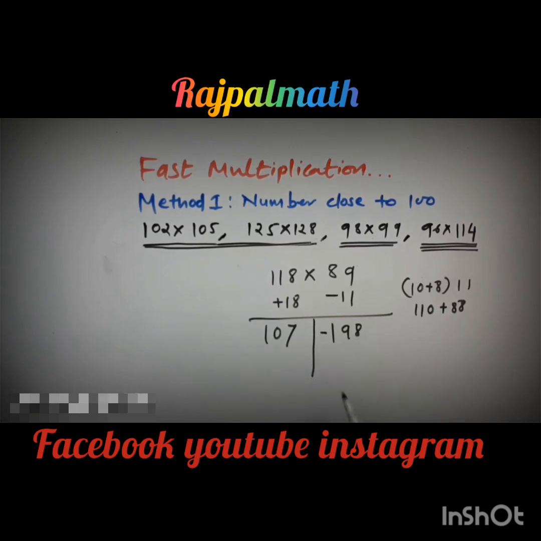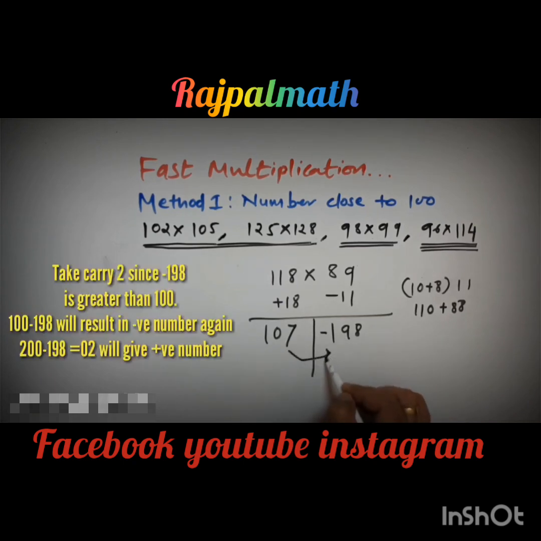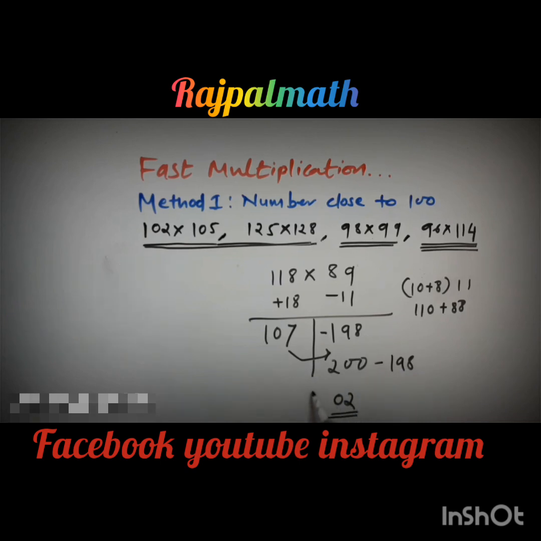This is minus 198. Now I have to take 2 as a carry. Why? Because 198 is already greater than 100. If it would have been 298, then I would have taken 3 as a carry. If it would have been 498, then I would have taken 5 as a carry. 200 minus 198 gives me 2. I'm going to represent it in 2 digits, that is 02. And since I have taken 2 as a carry, I'm going to reduce it from 107, so 107 will become 105. So 10502 is my answer.